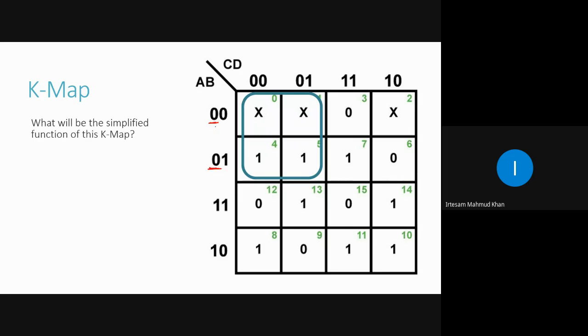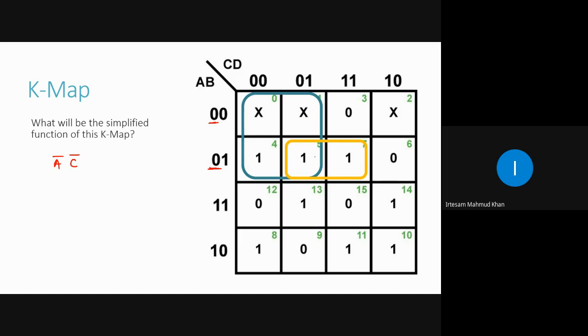Sir, A was zero and remains zero everywhere. Does the value of B change? Yes, sir. Does the value of C change? No, sir. D? Yes, sir. So we have two variables that don't change, A and C, and both of those are zeros. So we can write that as A bar C bar. This function can be written as A bar C bar because both of those are zeros.